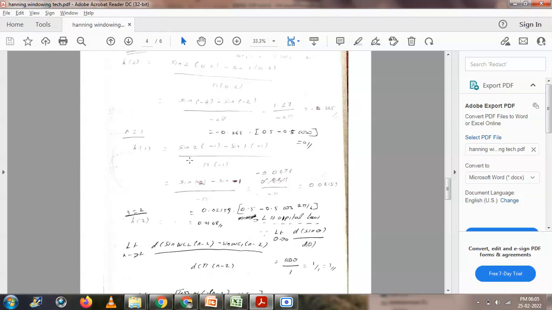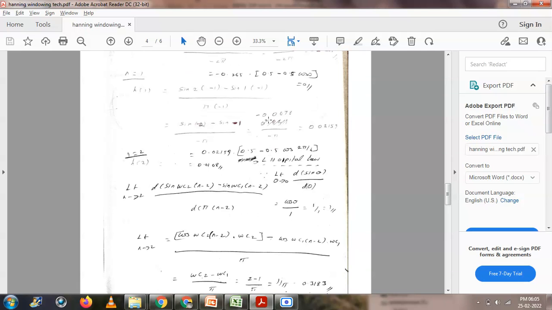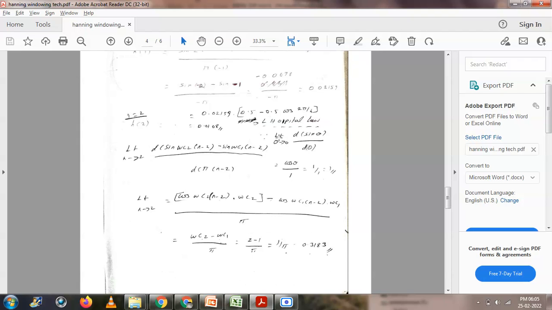Then h of 1, so you just apply the 1 value and you got the sine minus 1, and then pi, and simplify the equation, and then you got minus 0.078 divided by minus pi, and put the radian mode in calculator, you get the value. So this is the value you got. So this is L'Hopital's law, 0.0108.